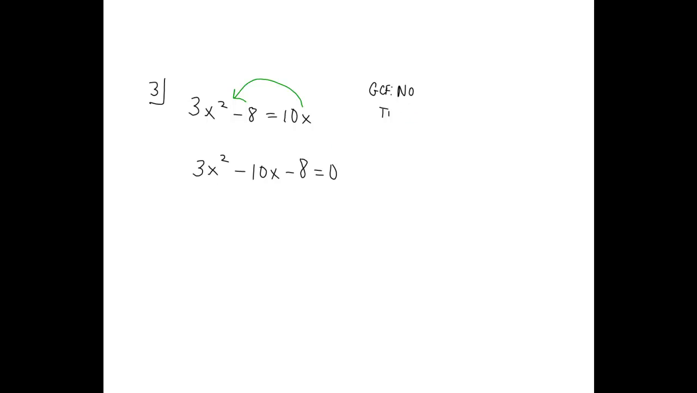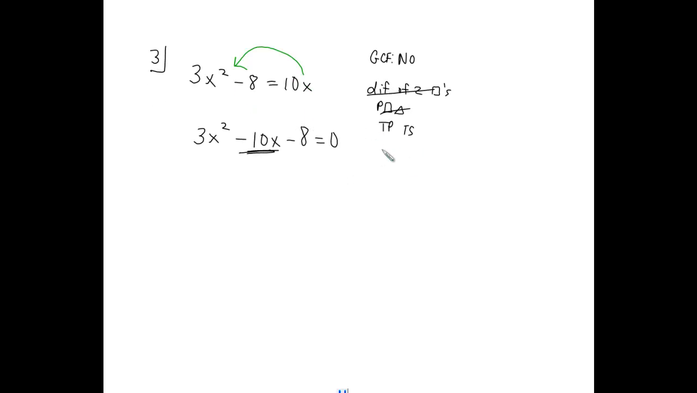After GCF, we need to check to see if it's a difference of two squares, and it's not. Then we need to also check to see if it's a perfect square trinomial. I cannot take the perfect square root of 3 or 8. It ends up being a decimal number, so I do not have a perfect square trinomial. So now I can go to target product, target sum. The target product is 3 times negative 8, which is negative 24. The target sum is negative 10.